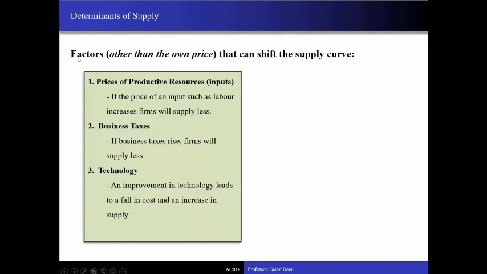So anyways, these shift the supply curve. And so if there's an increase in the price of productive resources, that would shift the supply curve to the left.